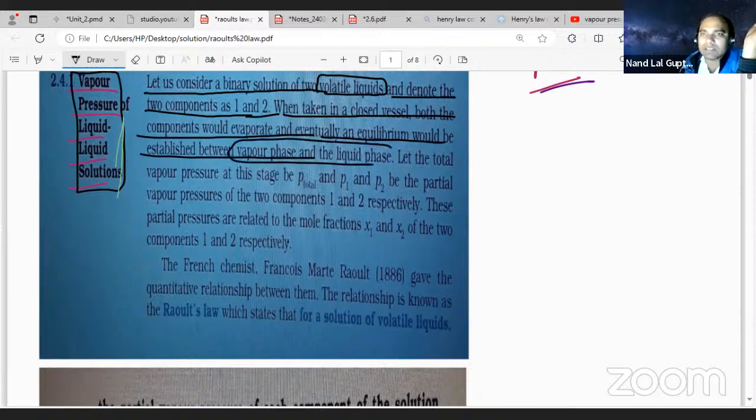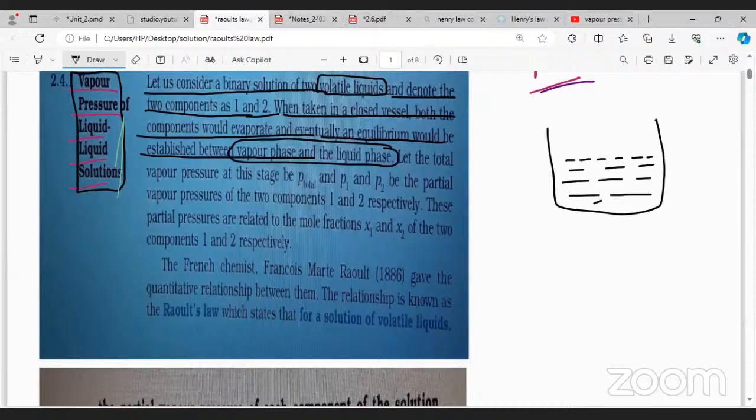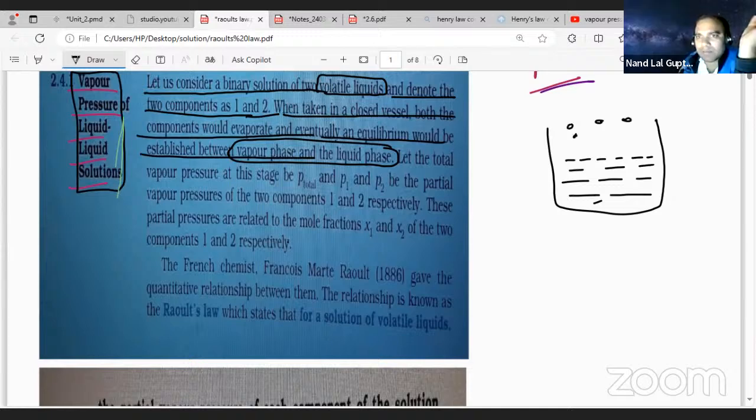Where is the equilibrium established, Sanoy? This is the liquid, and here these are the vapors. Liquid and vapor. Here the equilibrium is going to be established between the two components. Is it okay up to here?